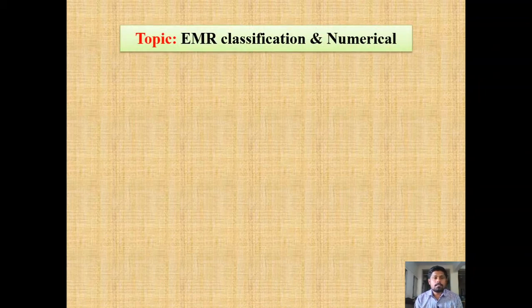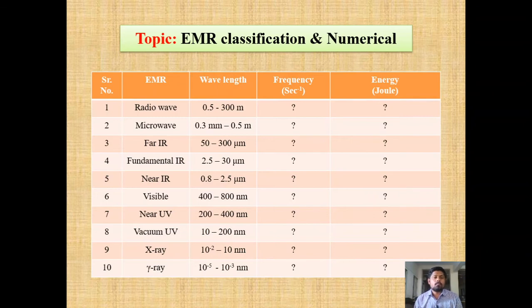Now next, that is the EMR classification and some numericals. Here I give you one table which indicates the radiation under the title of EMR, starting from radio wave, microwave, IR, which is subclassified into three parts: far IR, fundamental IR, near IR, then visible, near UV, vacuum UV, X-ray and gamma ray. So those are EMR radiation.